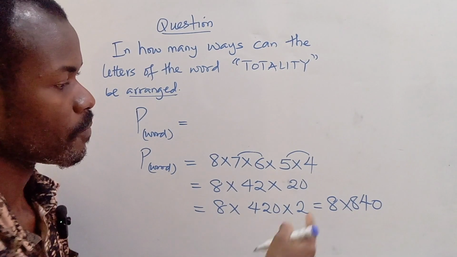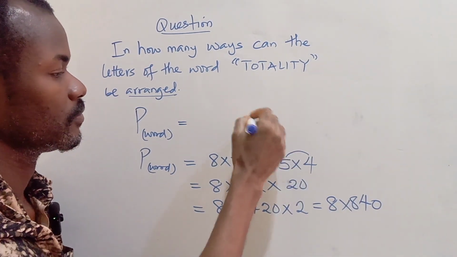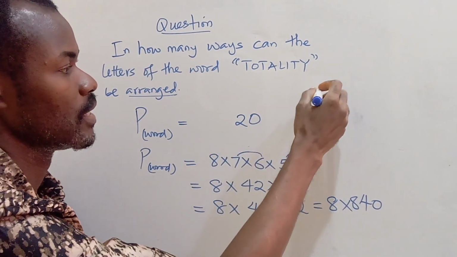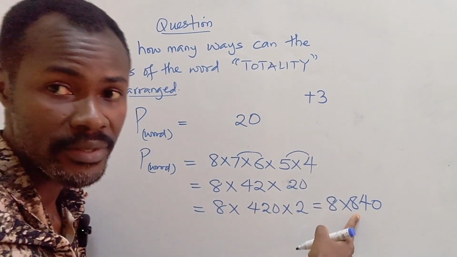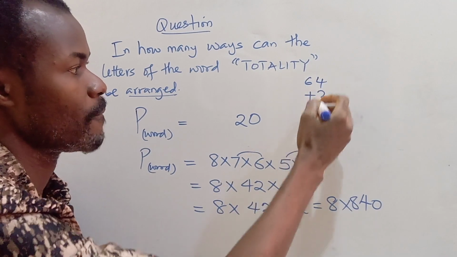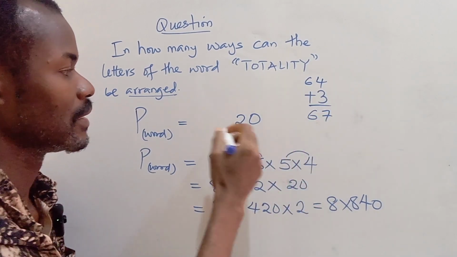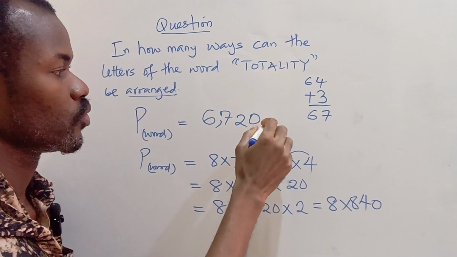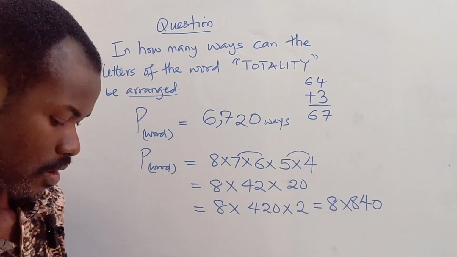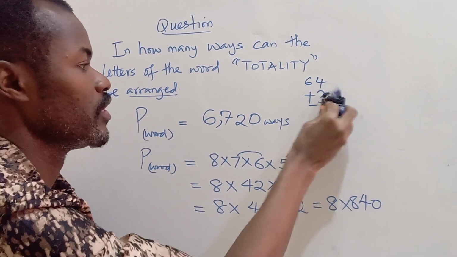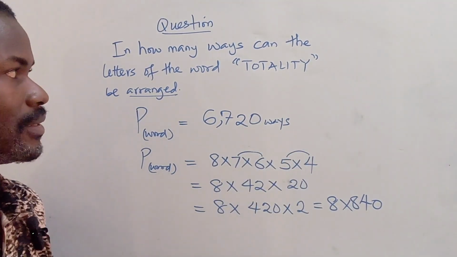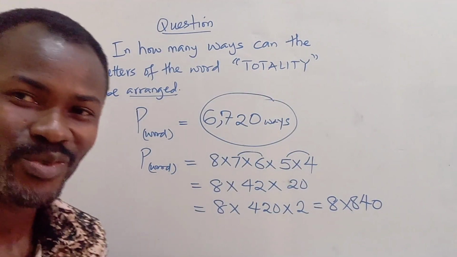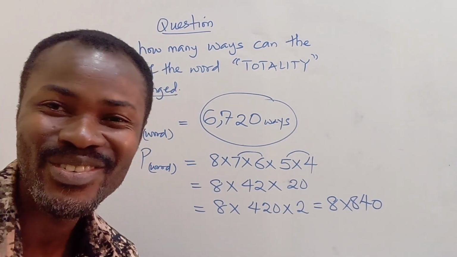So 8 times 0 is 0. 8 times 4 is 32, so we have 2, put down the 3. Now 8 times 8 we have is what? 64. So add this, it is 67. So we have 6,720 ways. Alright, so the number of ways we can arrange the word totality is 6,720.